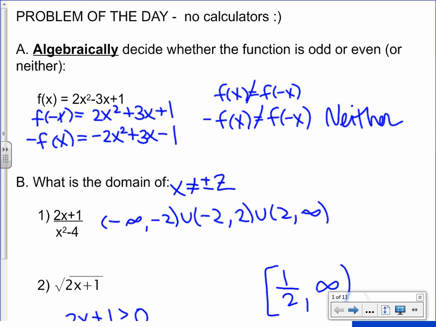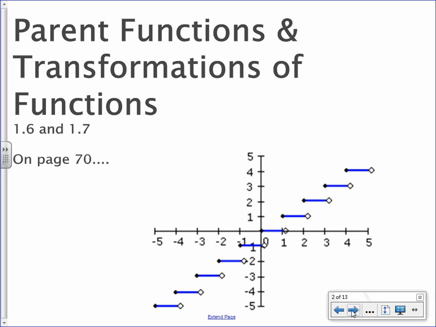Okay, so we're going to talk about first some parent functions and transformations. Now, luckily, you already have looked at your parent functions from your summer packet. I will give you a parent function chart that you will need to fill out by Thursday of all the parent functions that we know, and what we know about their domain and range and intercepts and that kind of thing. So I'll hand that out at the end.